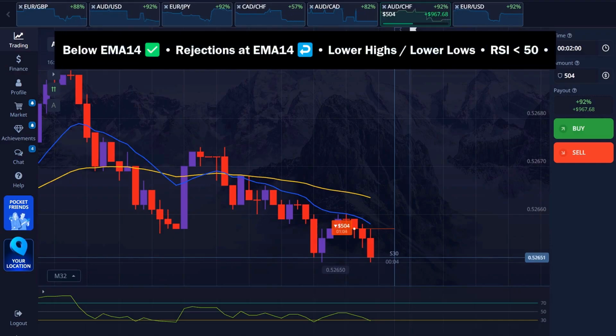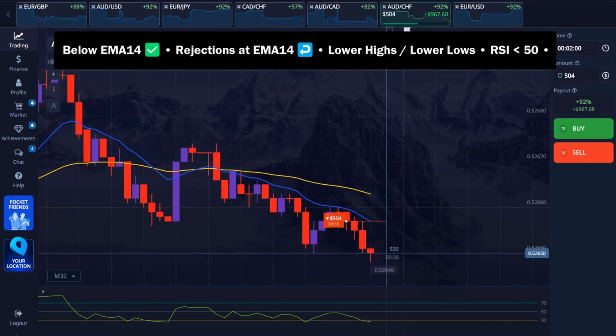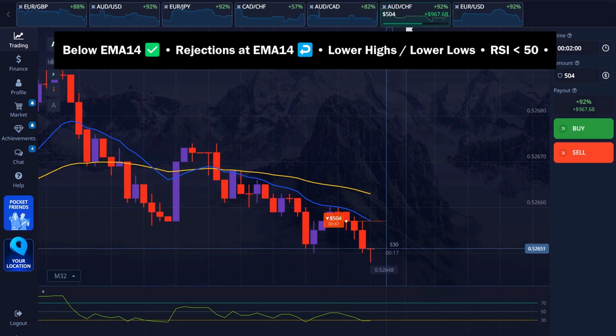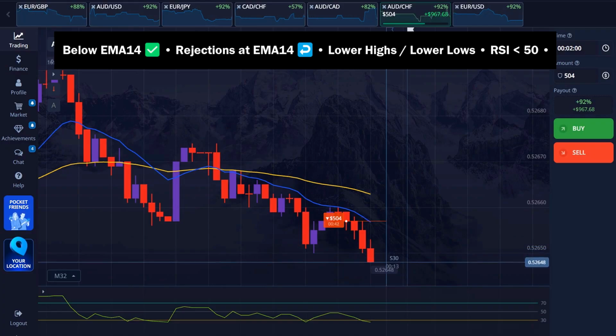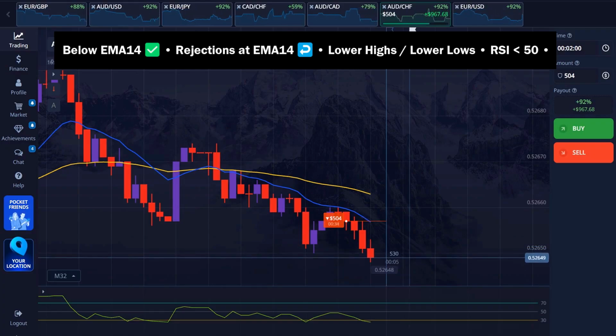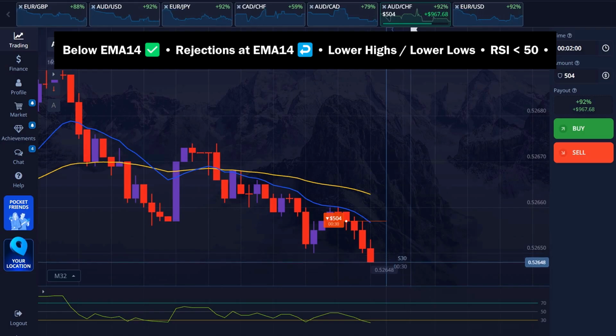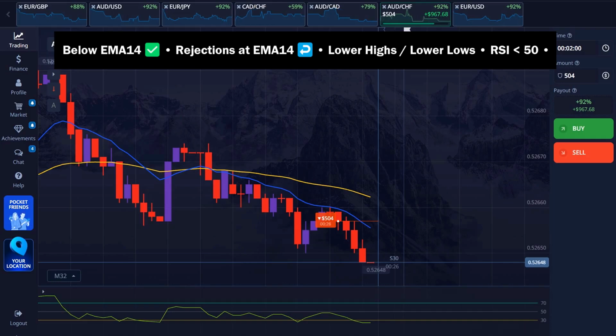Price remains below EMA-14 blue and well under EMA-50 yellow. That keeps our downtrend intact. We're getting lower highs and lower lows. Notice how each bounce fails at EMA-14 and prints bearish candles again. RSI-7 is holding below 50. It tried to tick up but rolled over before 50, so momentum still supports the short.